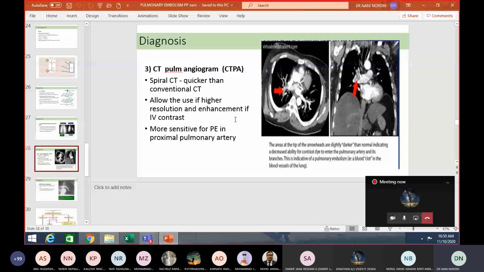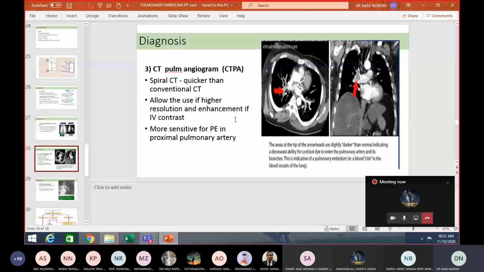But it is actually the way of diagnosing pulmonary embolism now in the ward, in the guideline. You do CTPA.